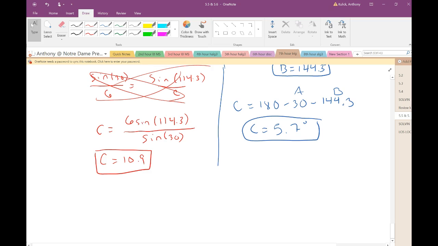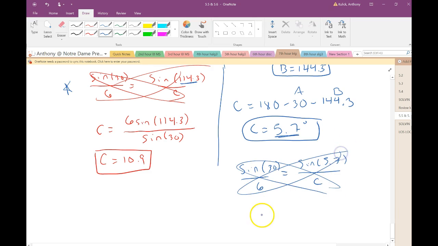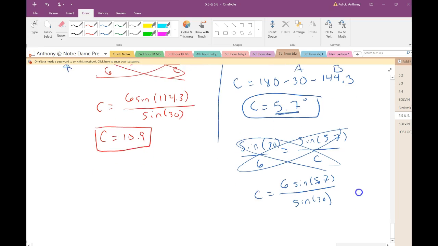And then how can we solve for C? Well, I'm going to do the exact same thing as I did over here, but instead of using this angle C, I'm going to use this angle C, the angle C in my second triangle. So cross multiply and divide. And when I type that in, I get about 1.2.